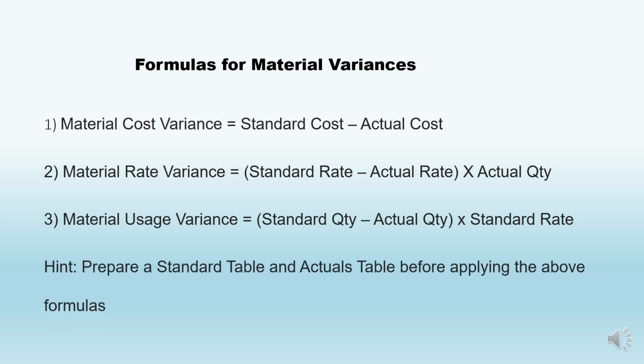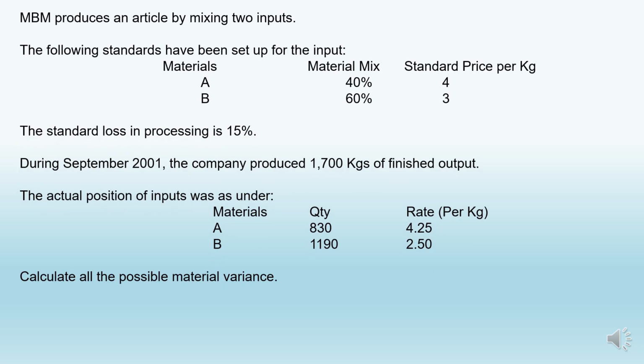As I told you, you need to prepare a standard table and an actuals table before applying the above formulas. Let us take one example to understand these formulas. MBM produces an article by mixing two inputs. The following standards have been set up for the input. So we have material A and material B, which are mixed in the ratio of 40% and 60%, and their prices are 4 and 3.